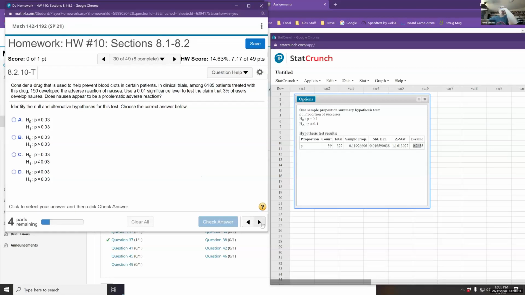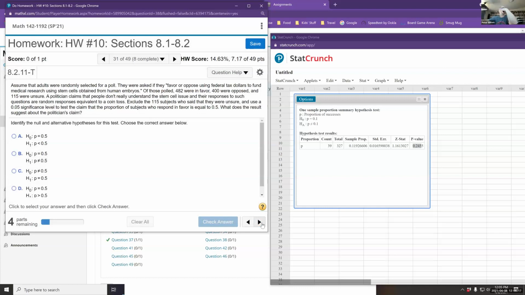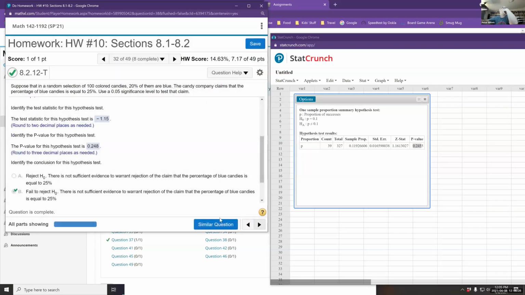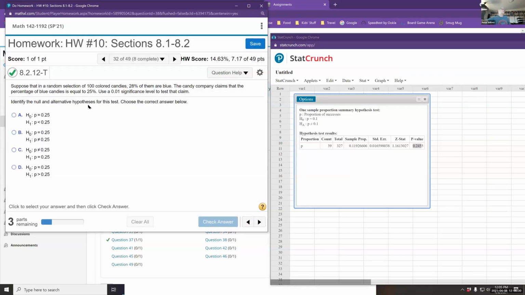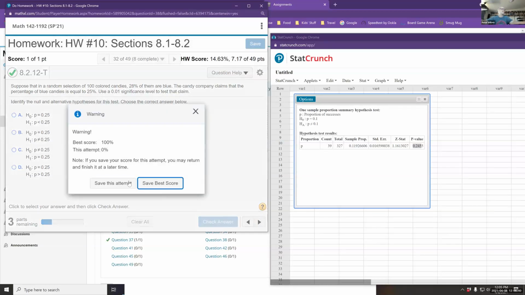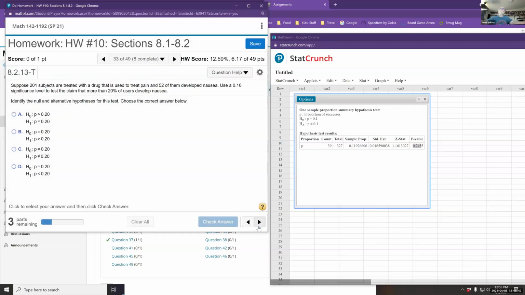All right, let me skip to a non-equality one and then see if we can do one more. There's about 5 minutes left. See if we get another example in here. All right, let's try this because this isn't too wordy. Suppose that in a random selection of 100 colored candies, actually, I think I'll skip this because I think I did this for you in our StatCrunch video tutorial. So let me try a different one. All right, let's try this one.